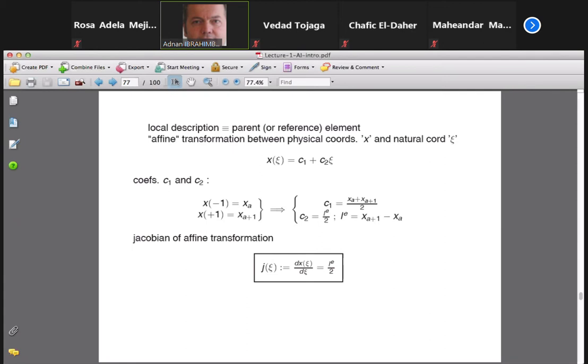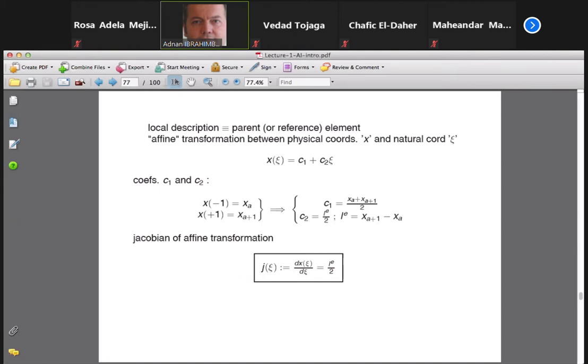What is the Jacobian? The Jacobian is the measure of how we obtain the distance in a particular space. So in the real element space, the distance from xa to xa plus 1 is indeed equal to Le. This is the true length of this element. Whereas in the isoparametric element space, the distance goes from minus 1 to plus 1, which is equal to 2. So this is the ratio of the distance of the real element to the distance of its isoparametric representation. And that's actually what this Jacobian does.